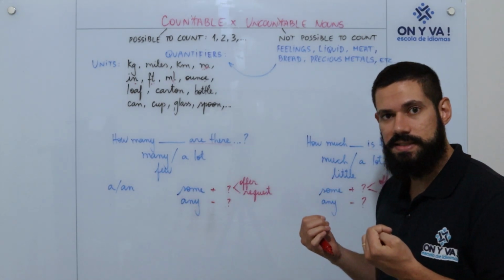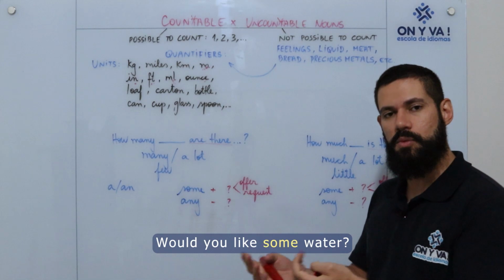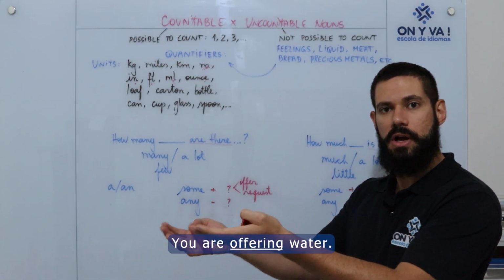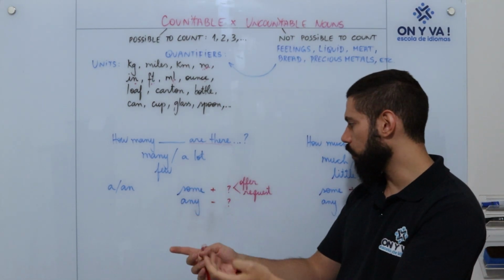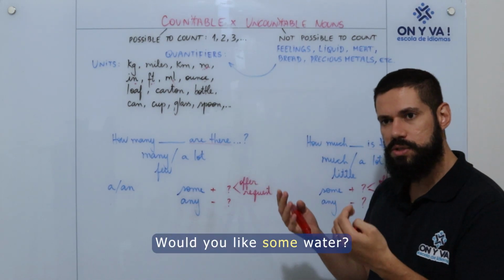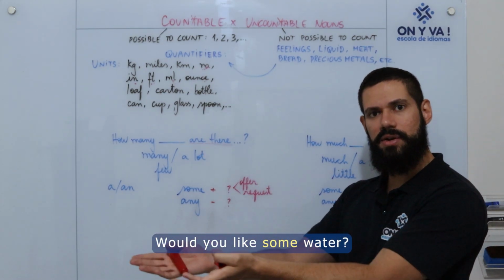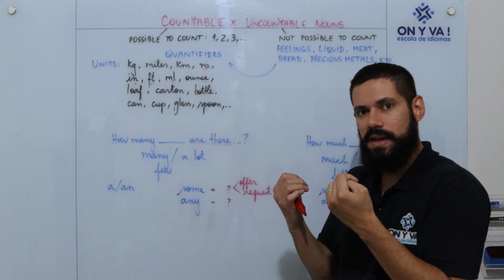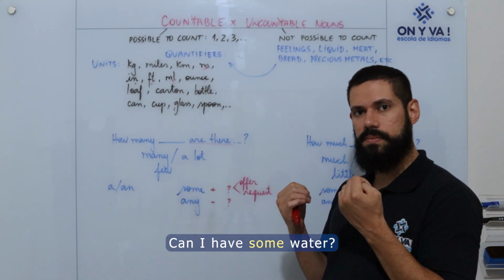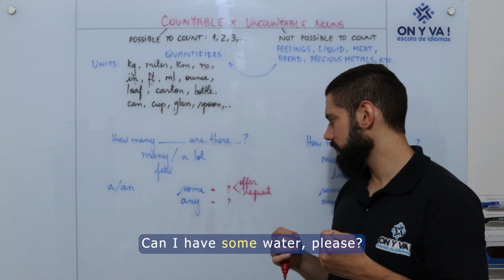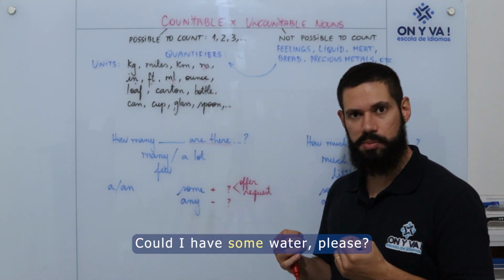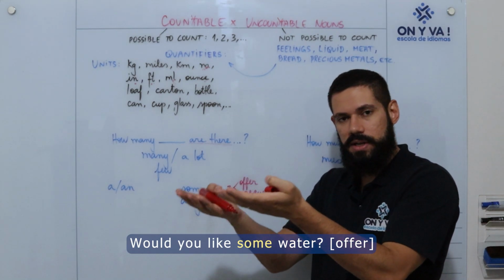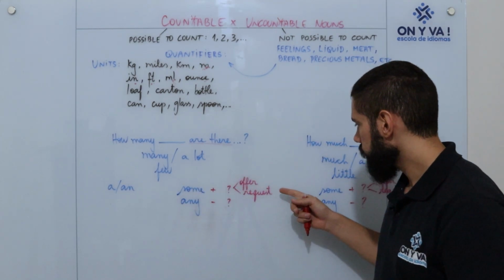Offer, request. Like, would you like some water? You are offering water. Would you like some water? This is a question. Or when you don't offer, you request. You say, can I have some water? Can I have some water, please? Or could I have some water, please? Would you like some water? Can I have some water?